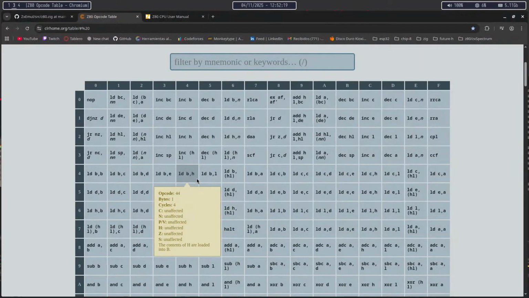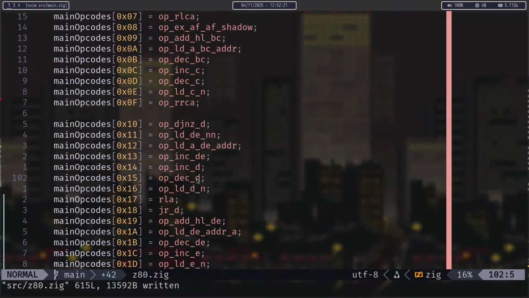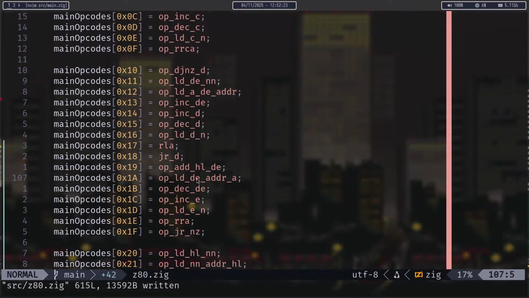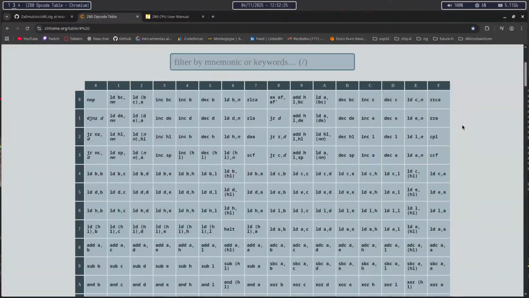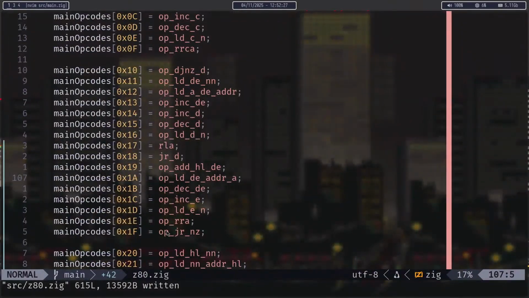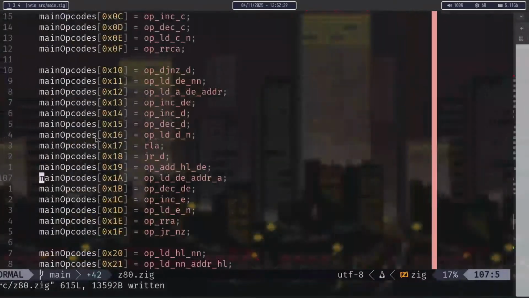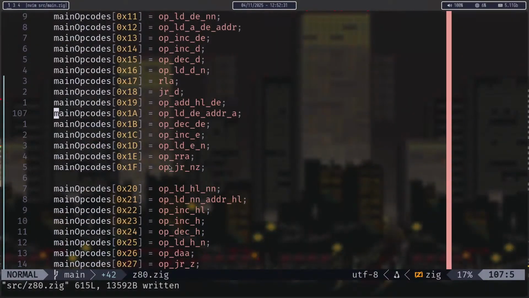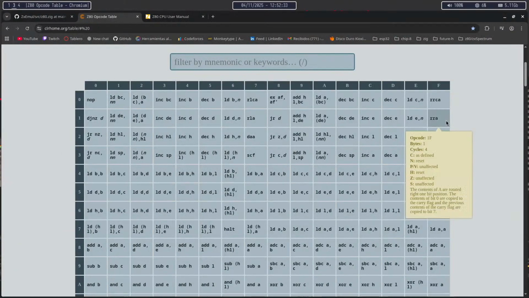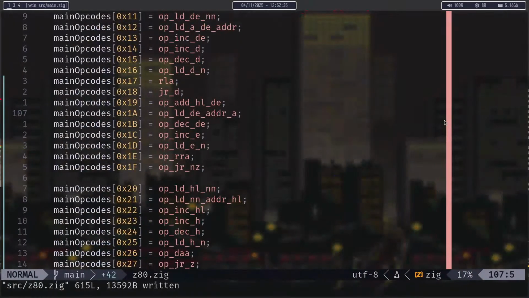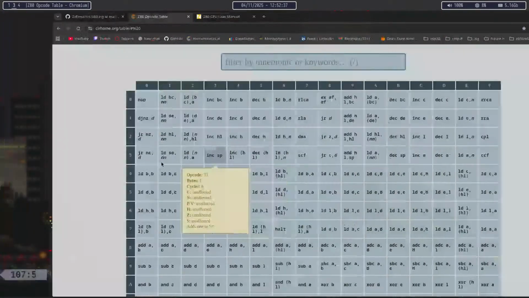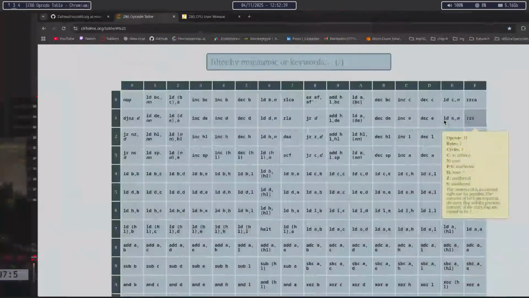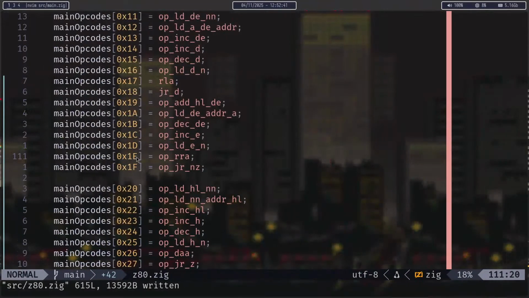Where are we? Inc E is 1C. Right, so 1C, inc E. LD E N, 3, yeah, generally not C. D, yep. 1F, actually. 1F is RRA. So what's going on here?